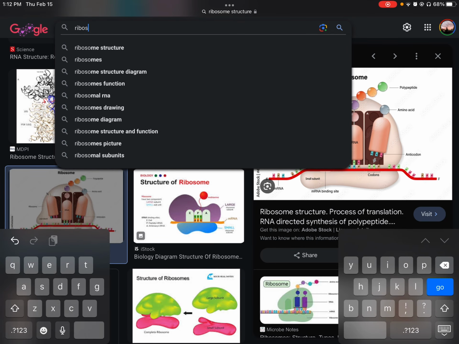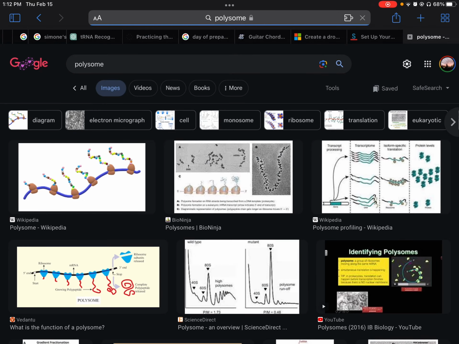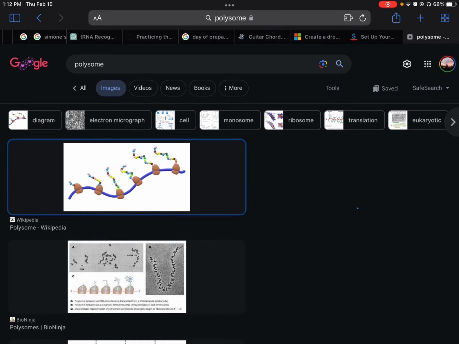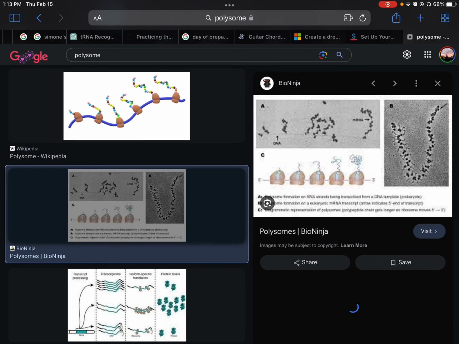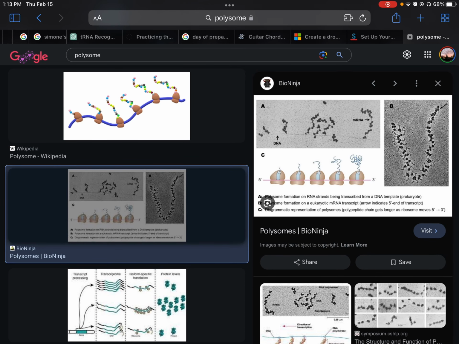Take a look at a polysome real quick. Yep. Here you can see you have a bunch of them on your mRNA, and they start from one end and move to the next. All of them at the same time, encoding that. This is pretty cool.